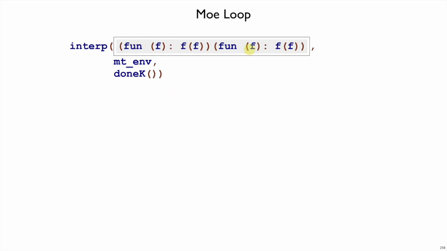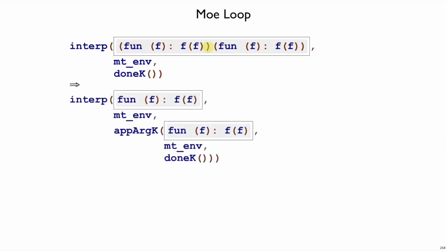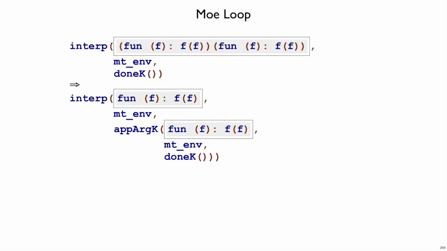We have a function applied to itself in the empty environment and the done continuation. Now I should warn you that this interpretation is going to take several steps. I'll try to just hit the high points and go through it quickly. When we interpret a function call like this, an appy, then we start interpreting the function position, and we remember to interpret the argument expression later. So we have an apparg_k remembering the argument expression. Meanwhile, we start interpreting the fun expression.